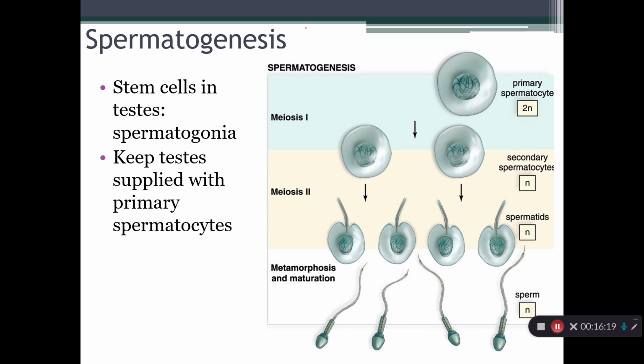Okay, so 2 terms I want you to know. The production of sperm is called spermatogenesis. It's really interesting. Sperm cells are produced when a male starts to go through puberty, and they're produced for the rest of his life. New sperm cells, all 4 of them are viable. Stem cells in the testes keep the testes supplied with the primary spermatocytes.